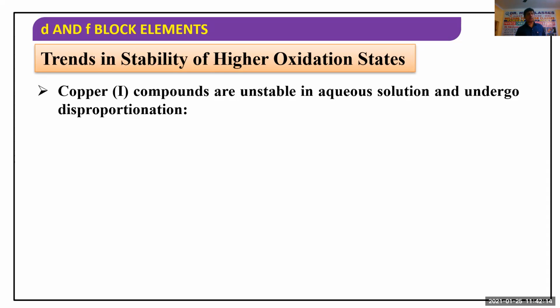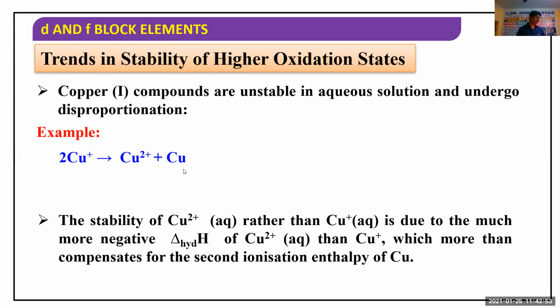Copper 1 compounds are unstable in aqueous solution and undergo disproportionation. Disproportionation means Cu+ converts to Cu2+ and Cu, because Cu+ is not stable in aqueous solution. So this is the disproportionation reaction. Why is it disproportionation? Because the oxidation number increases in one place and decreases in the other.